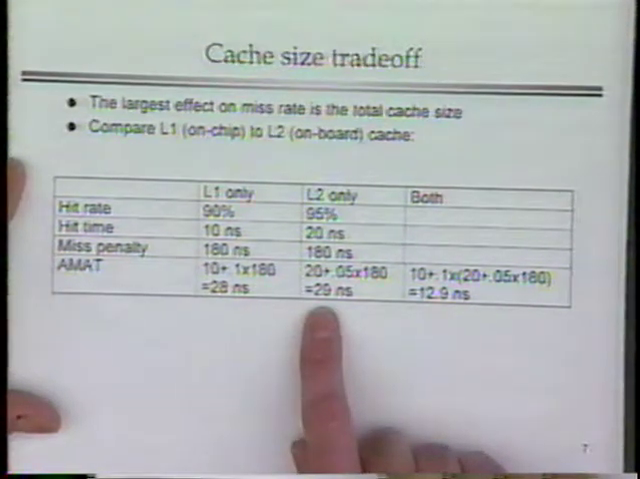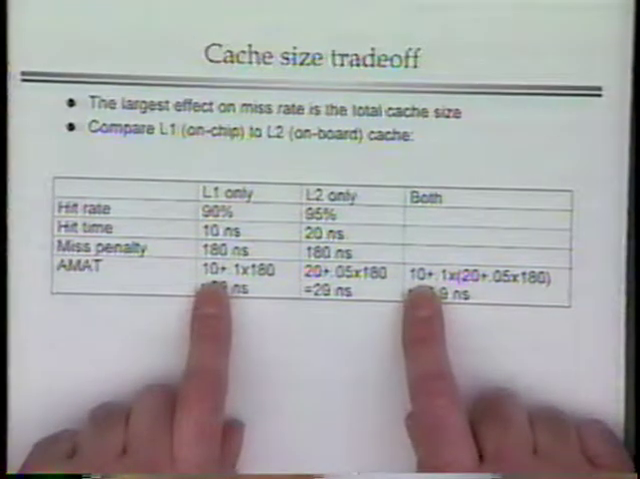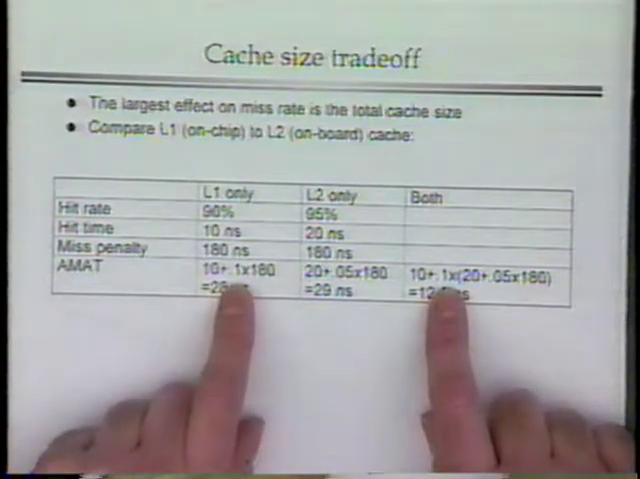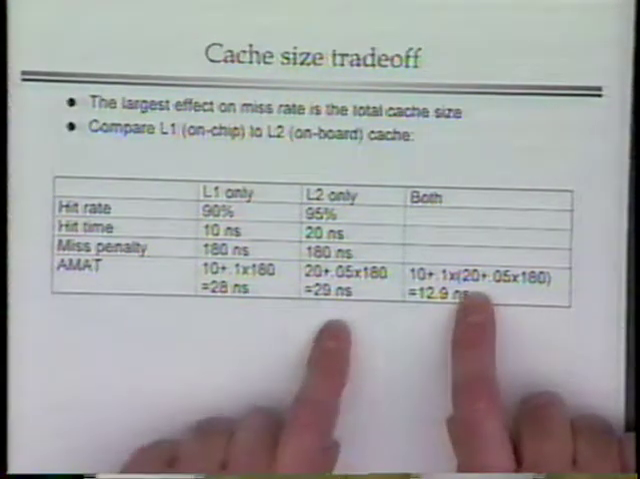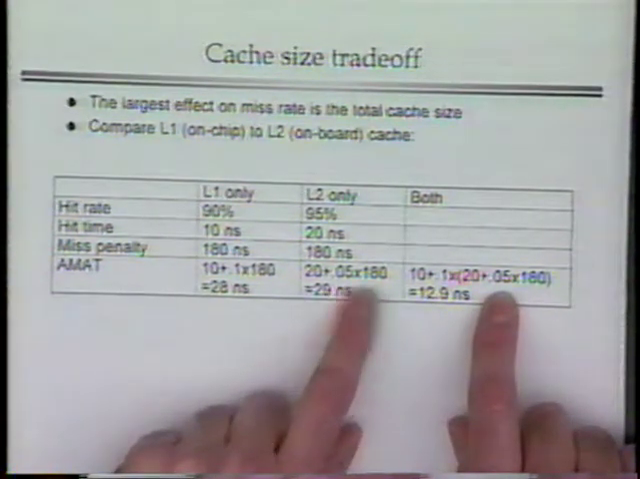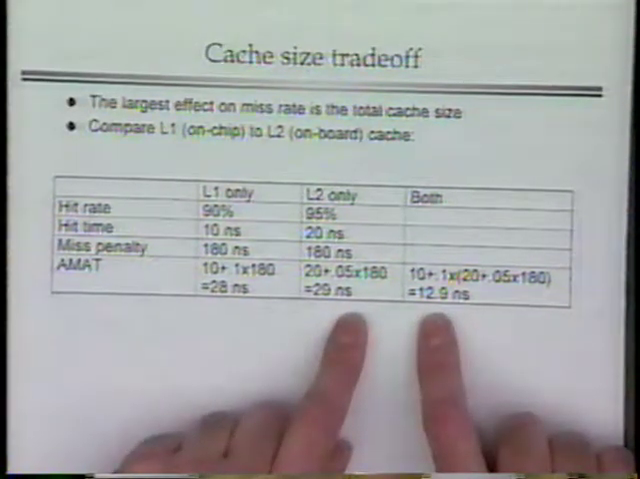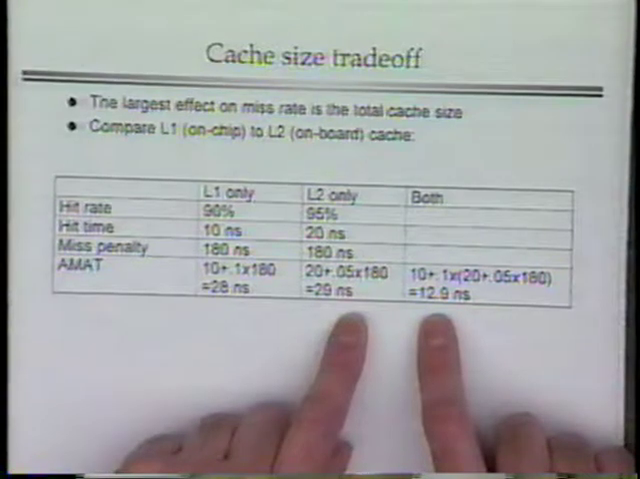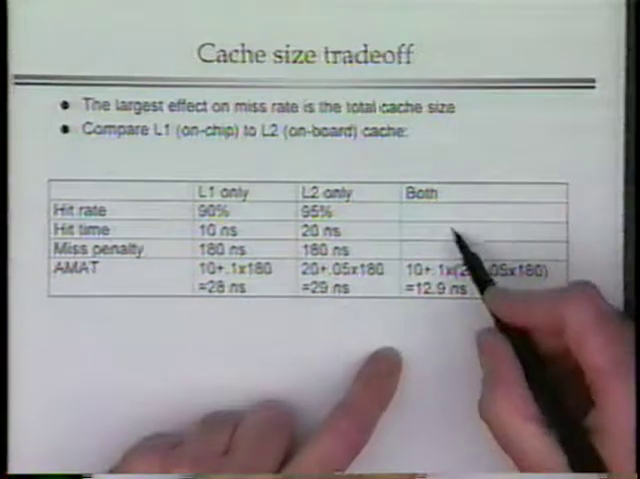Well, what happens if you try to combine both of them? Well, 10 nanoseconds in the level 1 cache, 10% of the time you miss in the level 1 cache and have to suffer the level 2 cache penalty. Level 2 cache penalty is 20 nanoseconds plus 5% of 180 when level 2 cache misses. So it looks like it's 12.9 nanoseconds, which is an enormous win. You believe it? Somebody's shaking his head. Well, I believed it about 1 o'clock in the morning when I was making up this slide, but this is wrong.